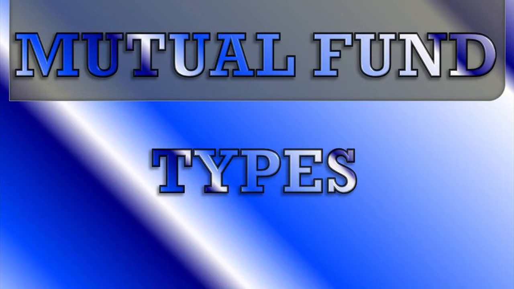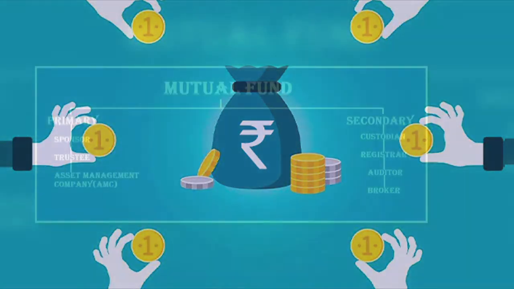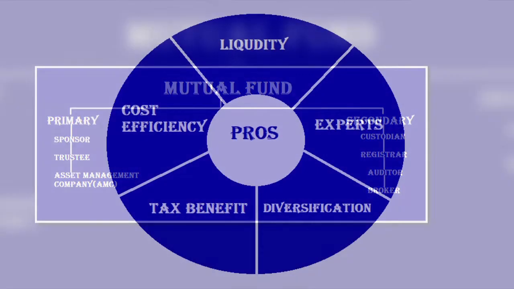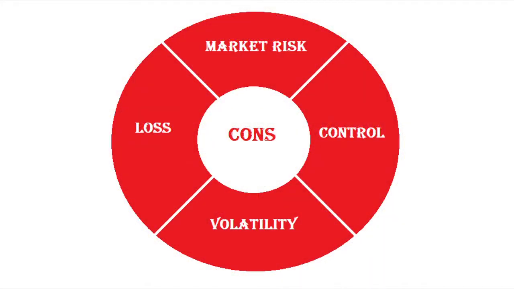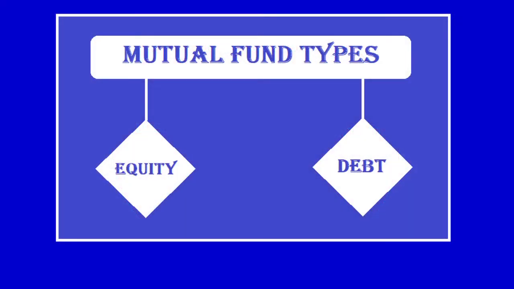So, we already know that mutual funds pool money from investors and invest them in the market to generate profit. This profit is shared amongst the investors in the form of capital gain or dividends after deducting the expense costs of the fund. We also know the basic structure of a mutual fund company and how they operate. Then, we also have a basic understanding of the pros and cons of a mutual fund. Now, let's begin today's lesson on the types of mutual funds.